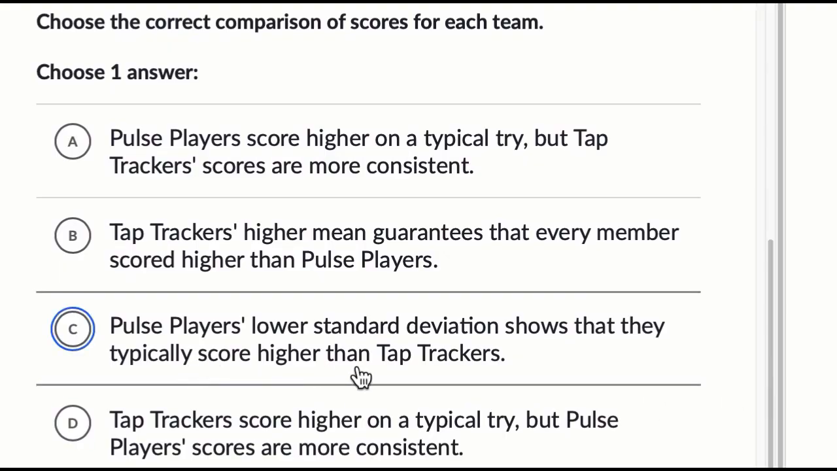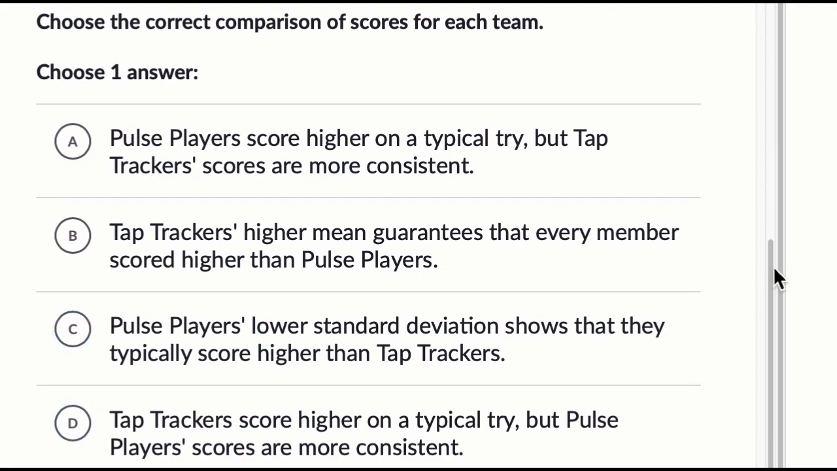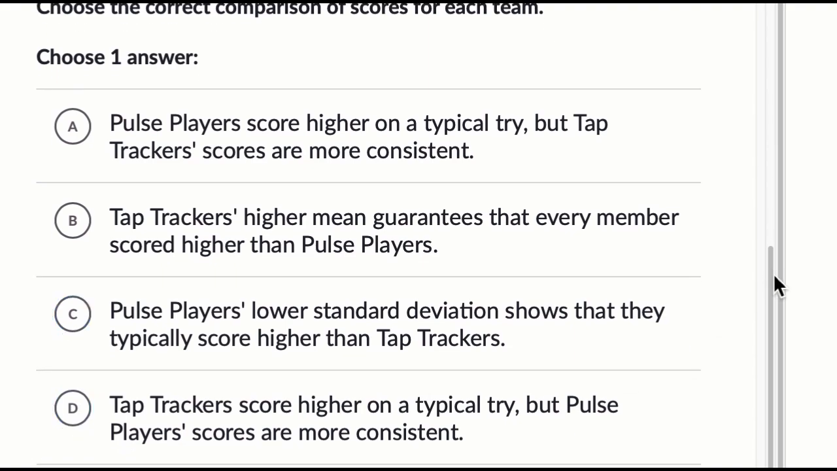Pulse players' lower standard deviation, yep, they do have a lower standard deviation, shows that they typically score higher. No, that doesn't make sense. Standard deviation is a measure of spread, not how high or low you are, not your central tendency. So it's probably going to be D, but let's just verify that and read it.